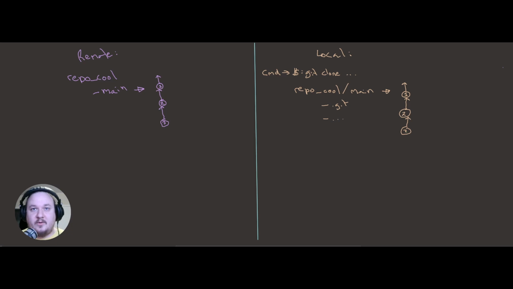So I'm just going to get this out of the way. The remote doesn't have to be on github.com. It could be anywhere. So it could be wherever you want it to be. We're just going to use the simple case of it being on github.com because it's a tool that a lot of people are going to use and you're going to see it a lot.